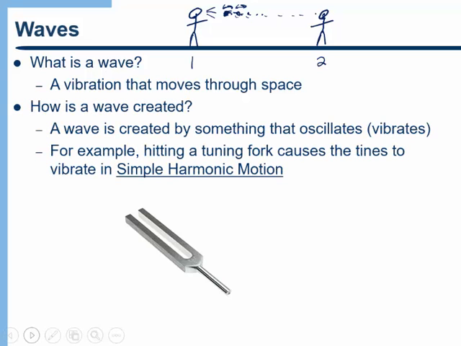Now, how do we create a wave? Well, I already alluded to it there with the vocal cords. A wave is created by something that oscillates or vibrates. So for example, if we take a tuning fork and we hit it on something, that tuning fork will begin to vibrate, and the tines of the tuning fork will actually vibrate back and forth in simple harmonic motion. Now, hopefully you remember a little bit about simple harmonic motion from your first physics course.